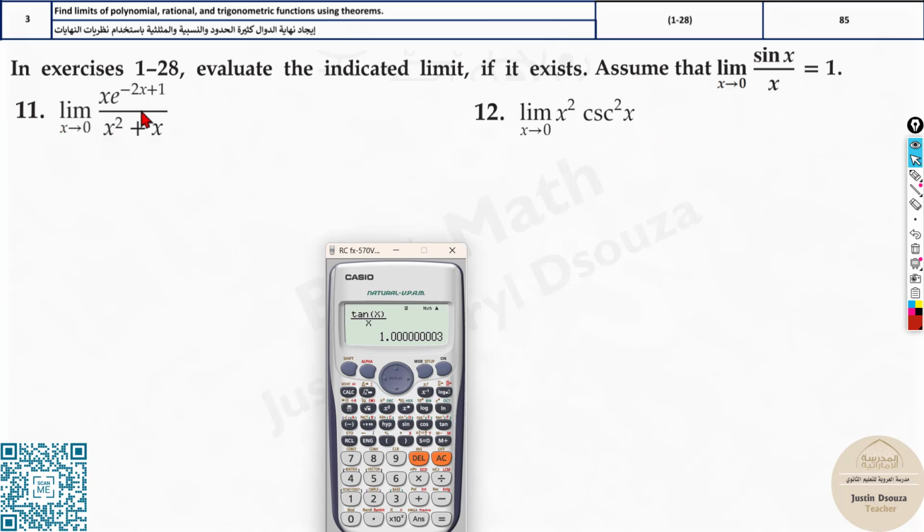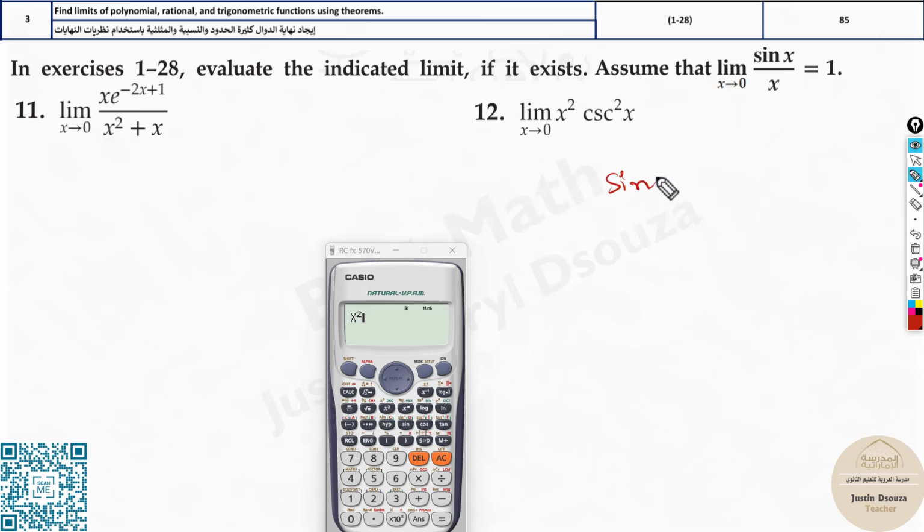Now these are the same type of problem. E is given over here by shift and ln, you get E, but I'll do the 12th one here. All you do is x squared. How do you do cosecant? This is cosecant, sorry, CSC. You should know the reciprocal identities.